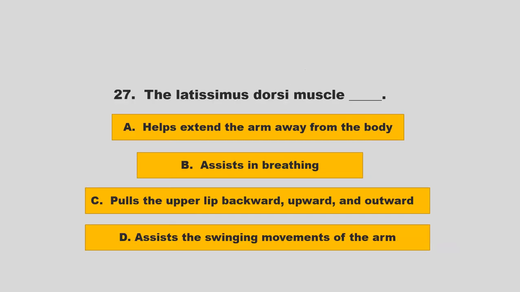The latissimus dorsi muscle helps extend the arm away from the body, assists in breathing, pulls the upper lip backward, upward, and down and outward, assists the swinging movements of the arm. If you chose A, helps extend the arm away from the body, you are correct.